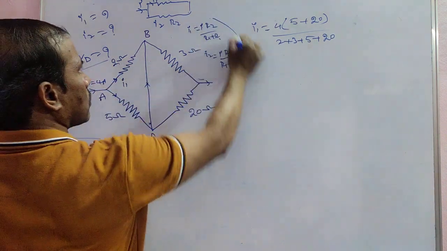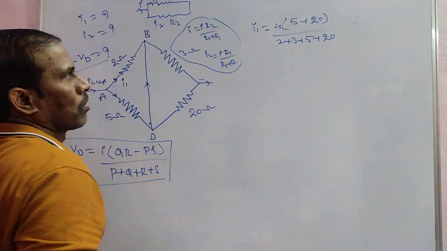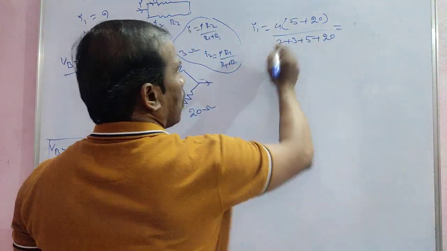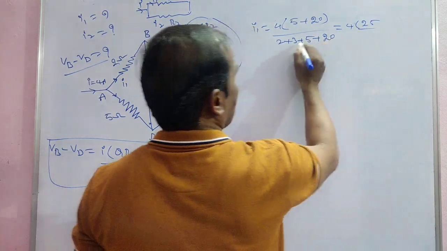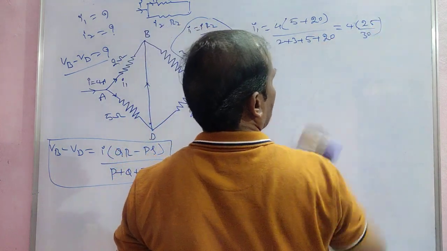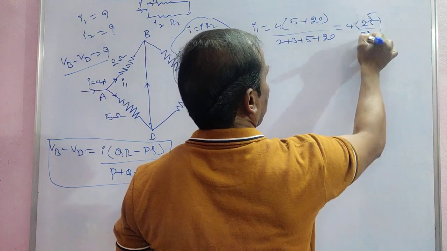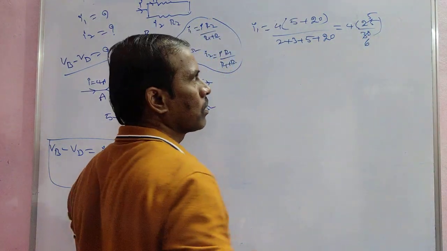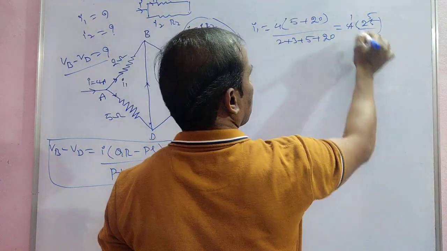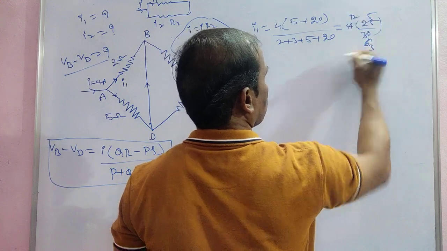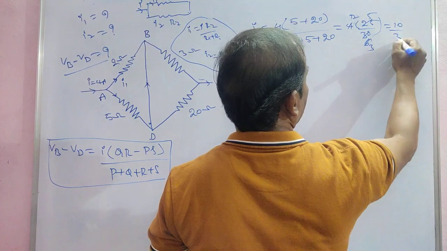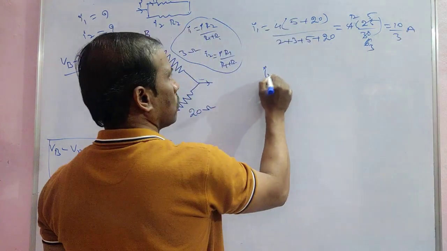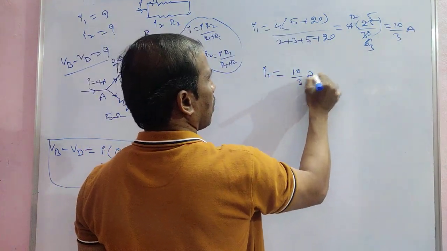Okay, this is used. Now I1 is equal to 4 into 25 by 30. Simplifying, 5 fives are 25, 5 sixes are 30, 2 ones are 2, so the remaining is 10 by 3 amperes. Here I1 is equal to 10 by 3 amperes.